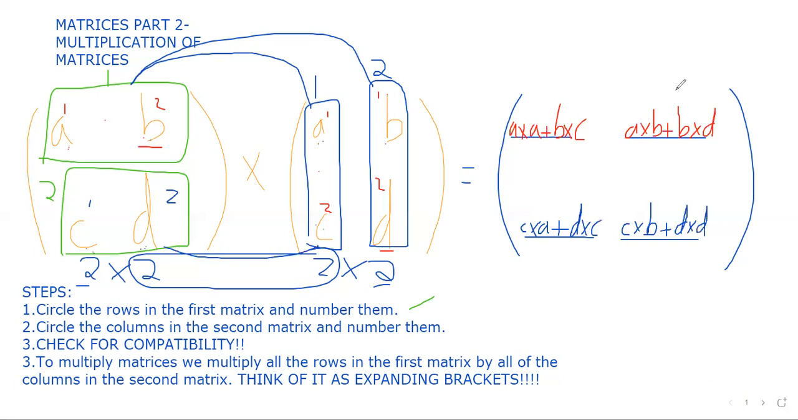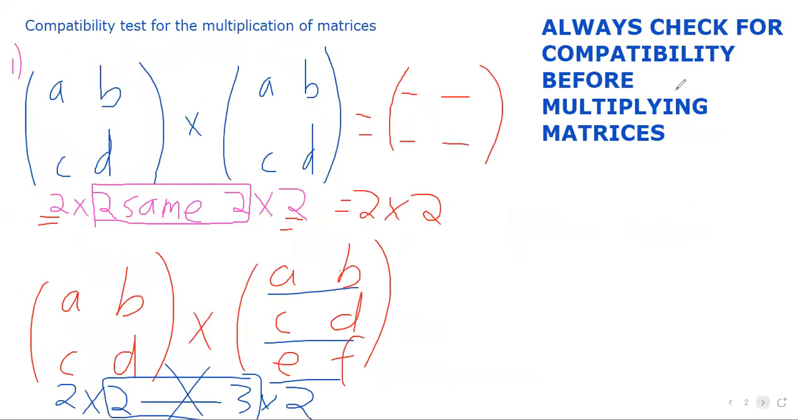All right, and that is basically the concept. Remember the first step, check for compatibility. Once that is passed, in the first matrix, you circle the rows, name them. That's how I name it here. In the second matrix, you circle the columns, you name them. And you basically multiply each row by each column. And you can write little numbers inside, so you can keep track of where you're multiplying by what. Okay, so with that said, let's try some questions.